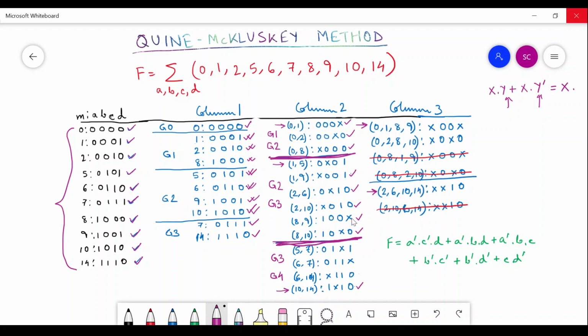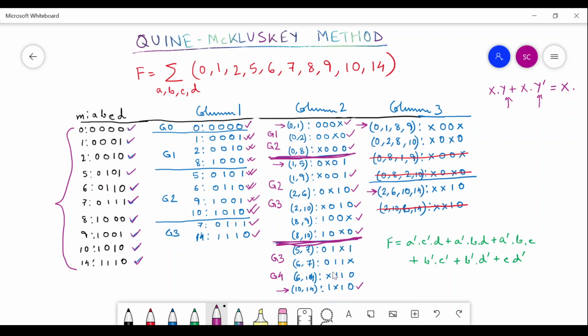Among the others, 8 9 the last bit has changed. Here 6 7 the last bit has changed, but you cannot combine because more than one of the remaining bits are changing here. 8 10 you have the third bit as x. 5 7 you have the third bit as x, but you cannot combine them because more than one bit has changed among the rest of the bits. So you don't have any further combinations.